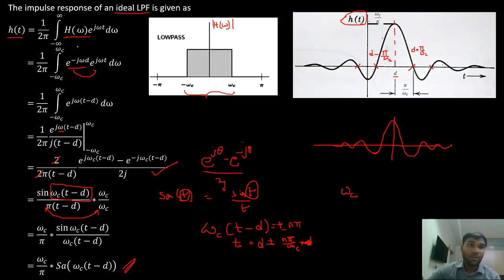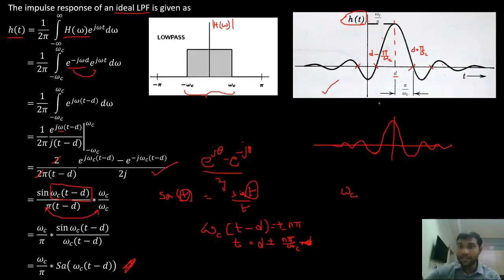What did we do? We have written H of omega, that is the frequency response, in its polar form, the magnitude as well as phase. We have substituted that and integrated and found the impulse response, and we have drawn the impulse response. Since it's a sampling function, I found out the zero crossings and the maximum amplitude of my sampling function.